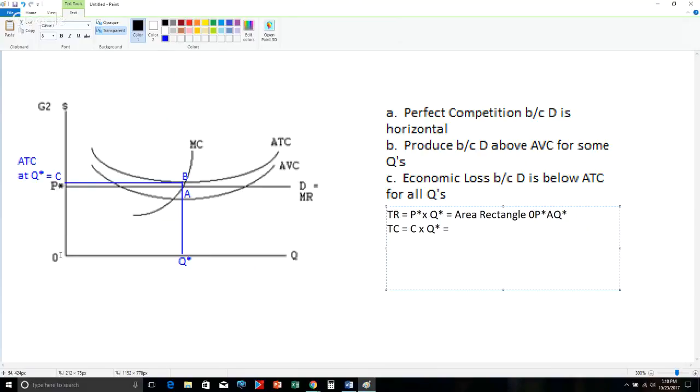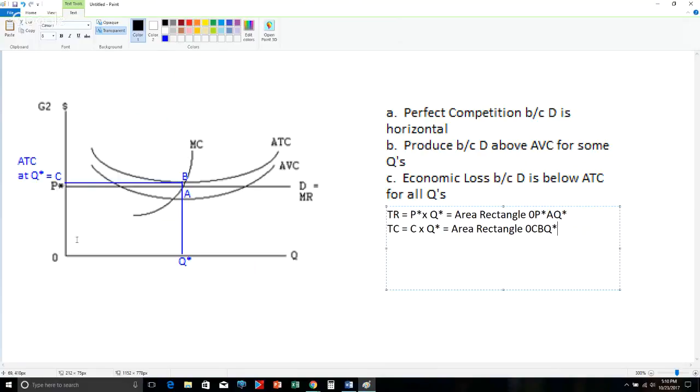The length of the segment from the origin to letter C is equal to C, the average total cost for Q star. The length of the segment from 0 to Q star is Q star. So starting at 0, the area of the rectangle from 0 to C to B to Q star is average total cost times quantity, and is therefore total cost. Area rectangle 0, C, B, Q star.